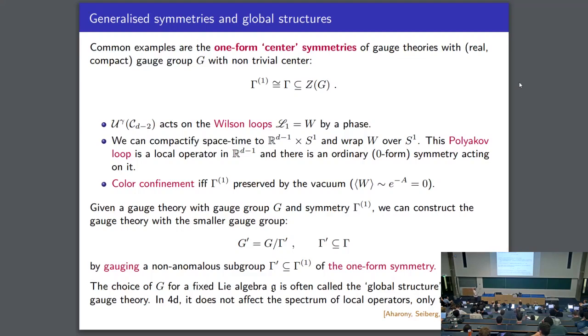And then some part of this center might be preserved by the matter, meaning that all the fields are actually neutral under the center. And in that case, the Wilson loops that you can build in this gauge theory will be charged under this one-form symmetry.